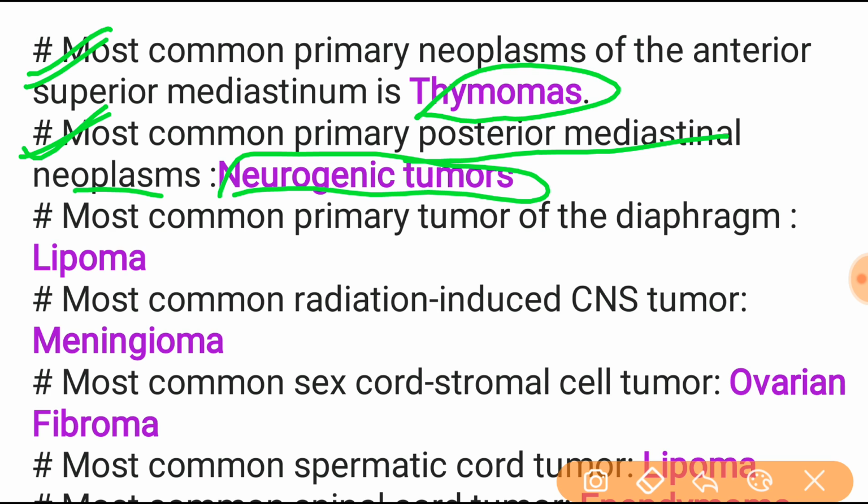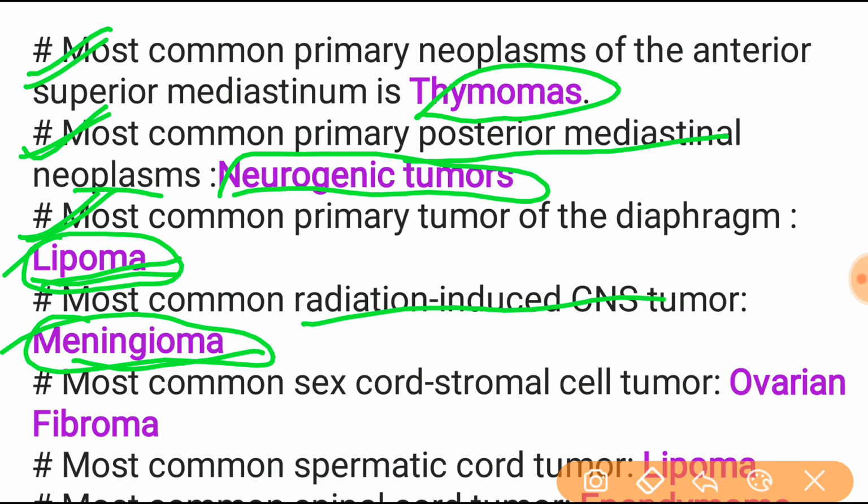The most common primary tumor of the diaphragm is lipoma. This is also important. You have to read everything about lipoma so that you can't miss. It is time for revision of all the most common topics, so that you can't miss. The most common radiation induced CNS tumor is meningioma. It is also a most important topic.